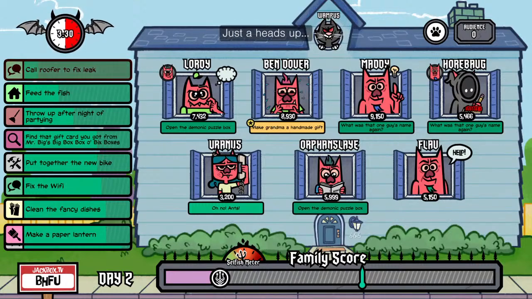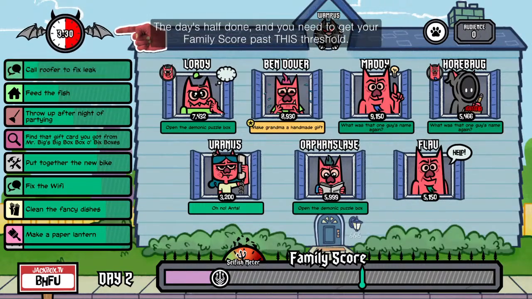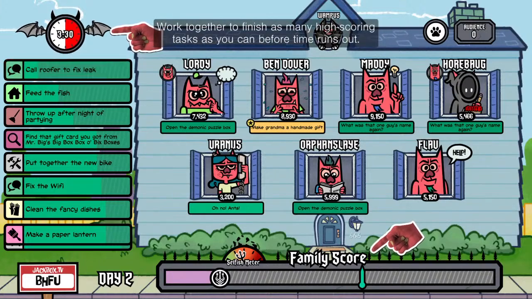Just a heads up. The day's half done, and you need to get your family score past this threshold. Work together to finish as many high-scoring tasks as you can before time runs out.